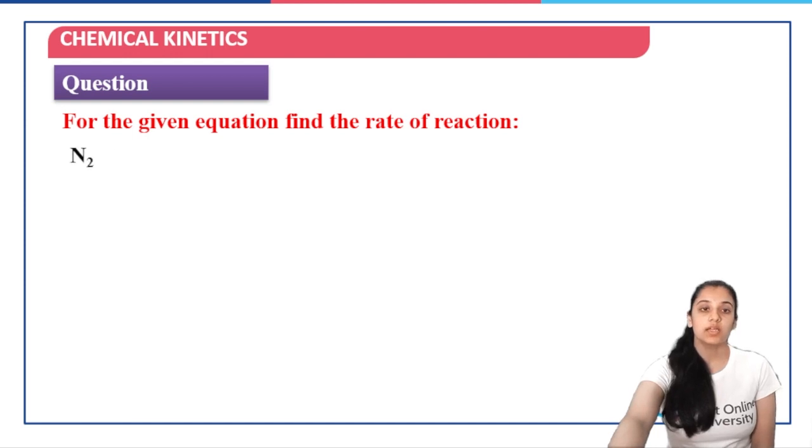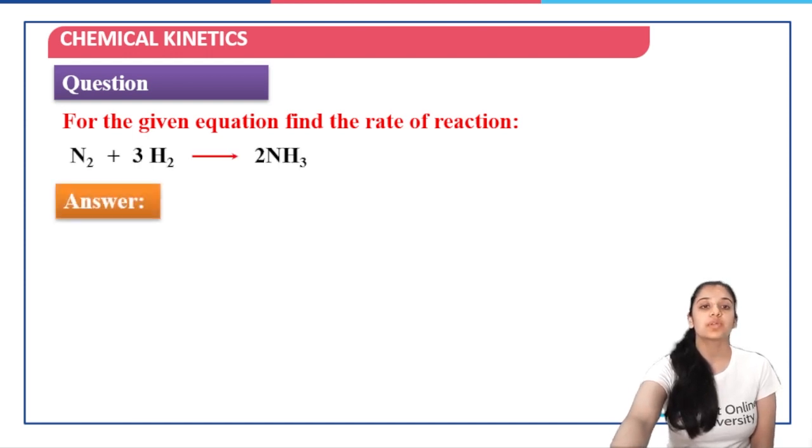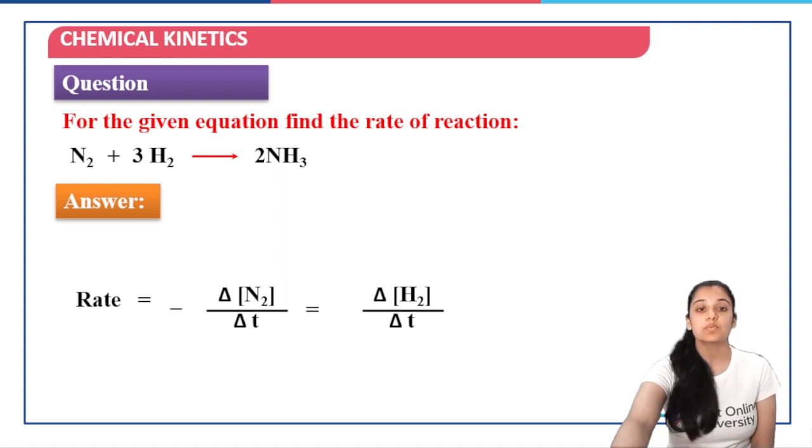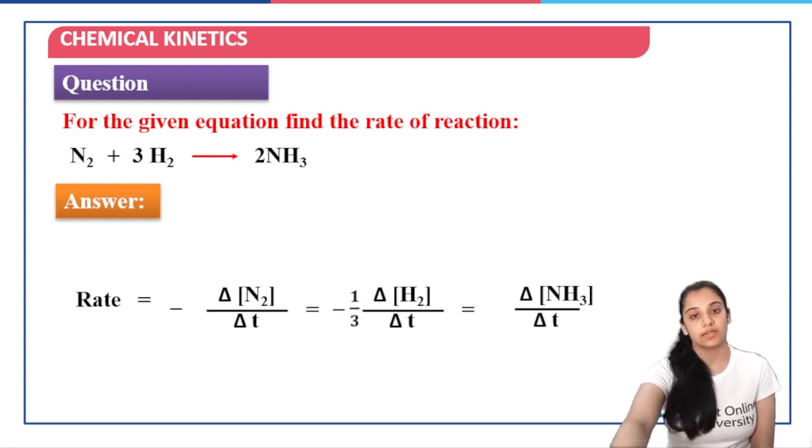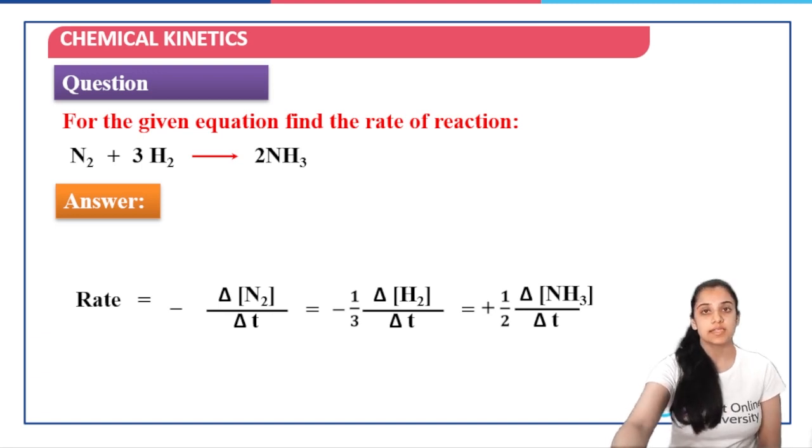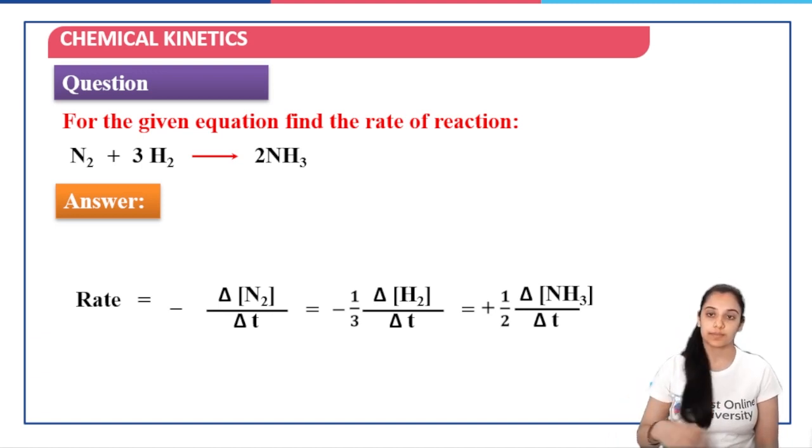Next question. For this particular reaction, you have to give the rate equation. Again, very simple, just take into account the stoichiometry. So, minus delta N2 upon delta T is equal to minus 1 upon 3 delta H2 upon delta T is equal to plus half delta NH3 upon delta T. That's the right answer.